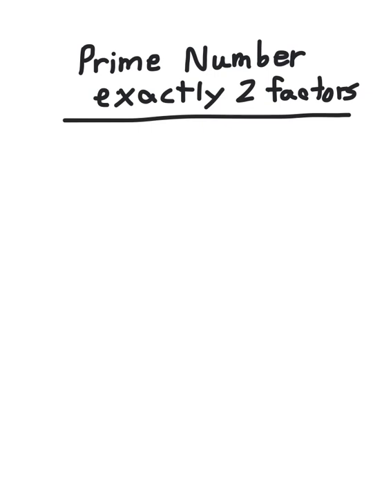Well, let's check the factors. How many factors does 1 have? It only has 1 factor, and that's the factor 1. So 1 is not a prime number. What about the product 2, the number 2? It has the factors 1 and 2. That's exactly 2 factors. So we have just found our first prime number. Our first prime number is the number 2.